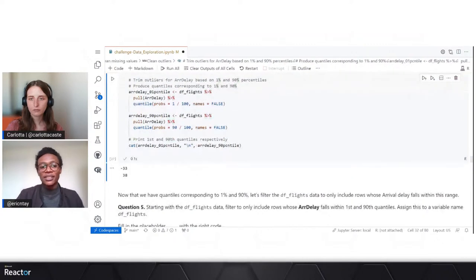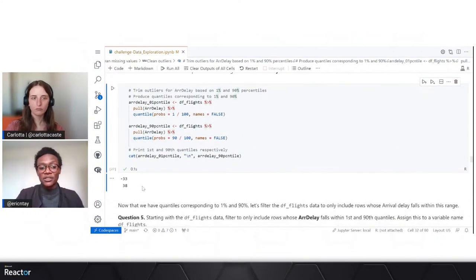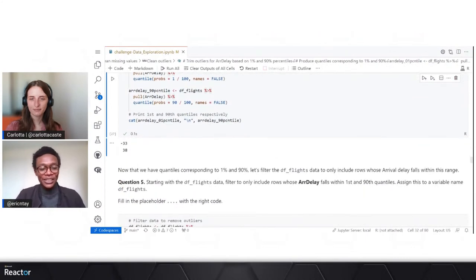So once we run this, we can find that the first percentile corresponds to negative 33, and the 90th percentile corresponds to 38. And now, using these values, we can confidently go ahead and answer our next question, which mainly deals with how do you deal with the outliers in the arrival delay column. So, Carlotta, over to you. What do you have in store next?